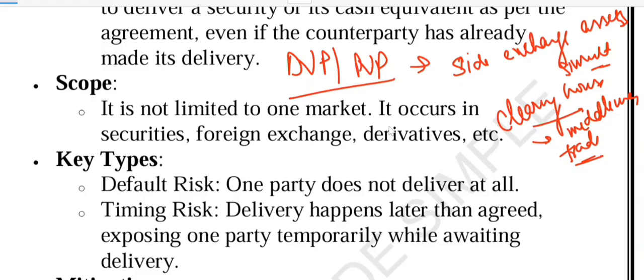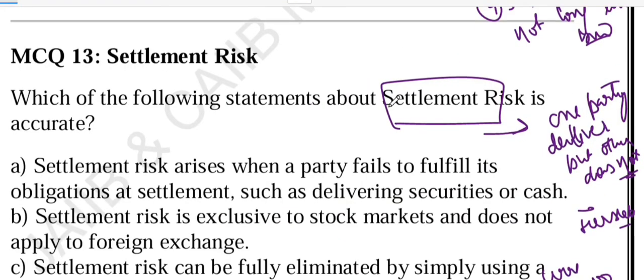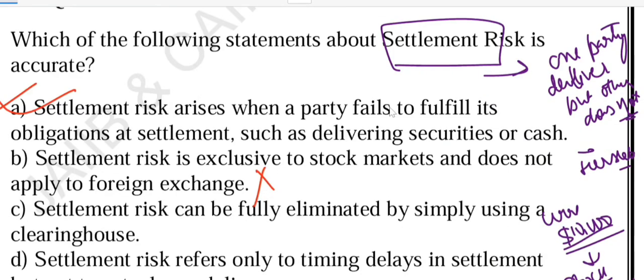So let's look at the other options that we have. Option A says that it arises when a party fails to fulfill its obligation at settlement, such as delivering security or cash. Yes, this one is correct. What about B? It is exclusive to the stock market and does not apply to foreign exchange. This is completely wrong. Settlement risk is huge in the case of forex.